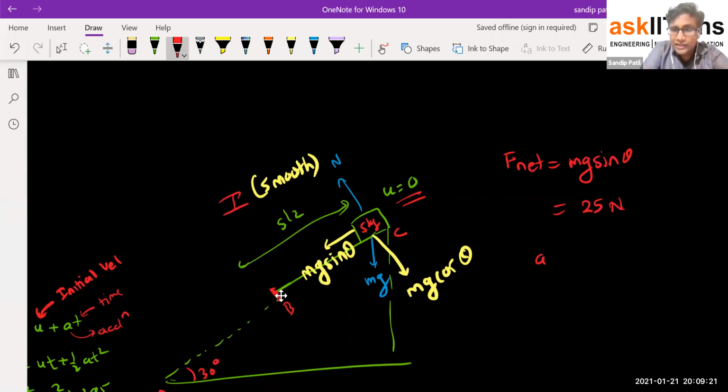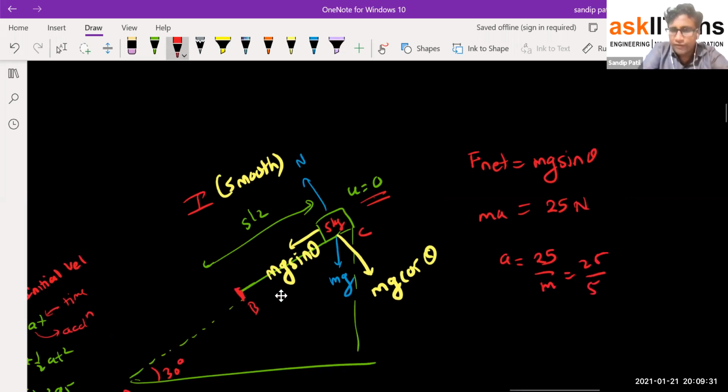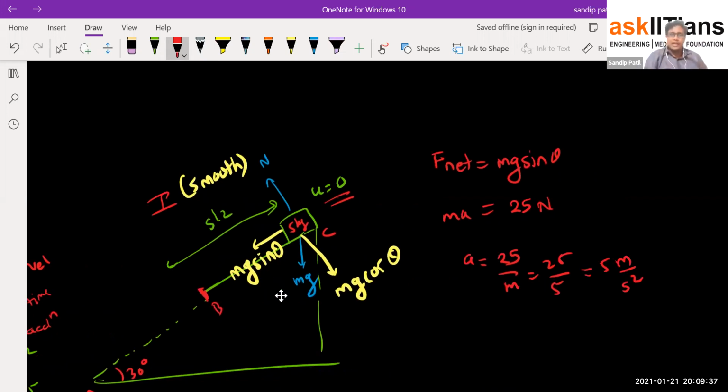We also calculated the acceleration. Acceleration is how much? This is F equals ma, and acceleration is 25 upon mass. Sorry, mass is 5 kg. So this will be 5 meter per second squared. So this is the acceleration with which that block is going downward.